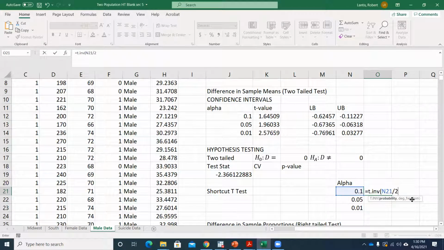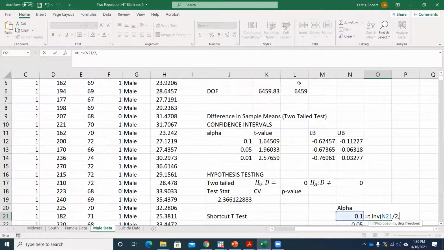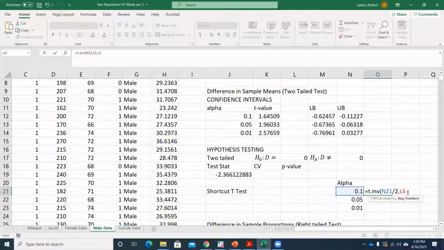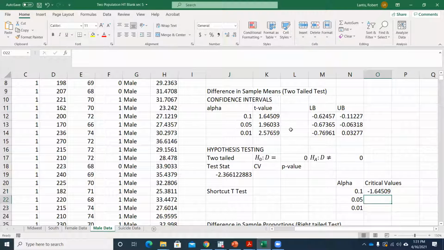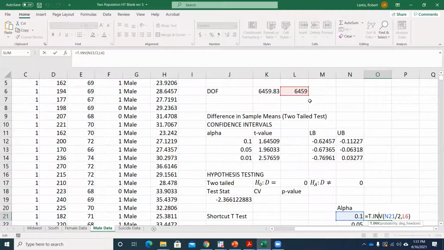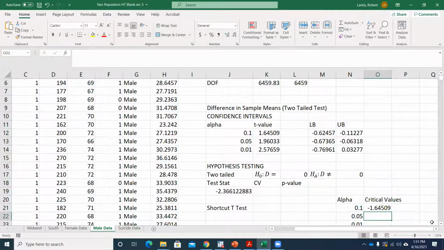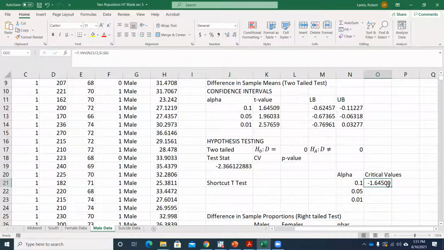So t.inv, alpha over 2, comma, what's my degrees of freedom? It's up here. Well, actually, this should give me the exact same value that I was finding for my confidence intervals. And that's because it's a two-tailed test, right? Half of alpha's on each side. So sure enough, I get the exact same value. Now, when I copy this down, since I'm using this degrees of freedom, I don't want that to change. So I'm going to freeze that cell reference. Now, when I copy this down, I'll get my 3 critical values.